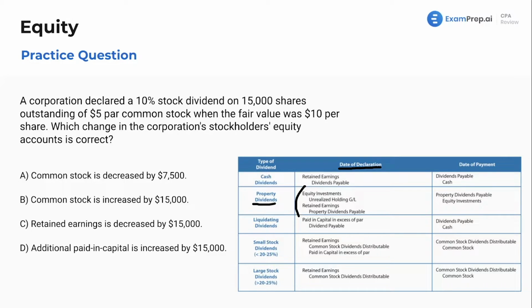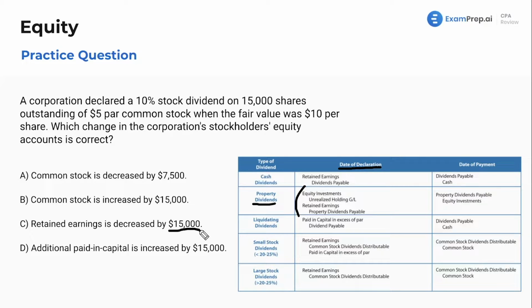Just to check the math on that, how the math would work is, well, we have 15,000 shares. 15,000 shares times 10%, what does that get you? That gets you 1,500. And then we are going to use 1,500 times the $10 per share, the fair value, and that's going to be our amount by which retained earnings is decreased.